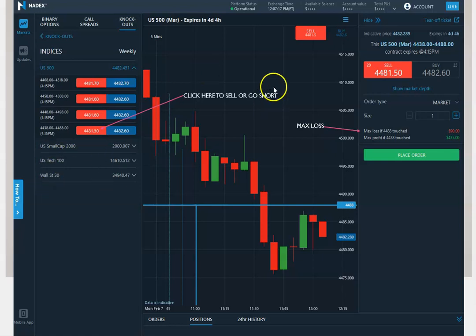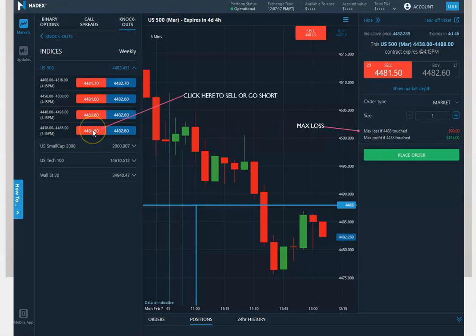All right, so anyway, let's take a look at the maximum loss and maximum profit. If you see here, what I did is I clicked on this little red button here. And as you can see, on the red button it shows you what your maximum loss is and what your maximum profit is.